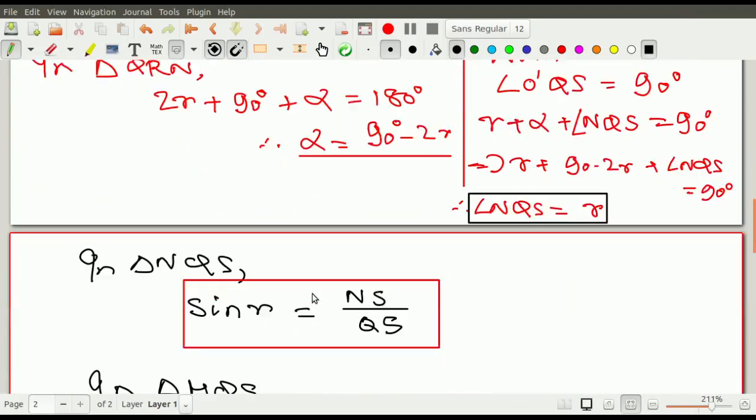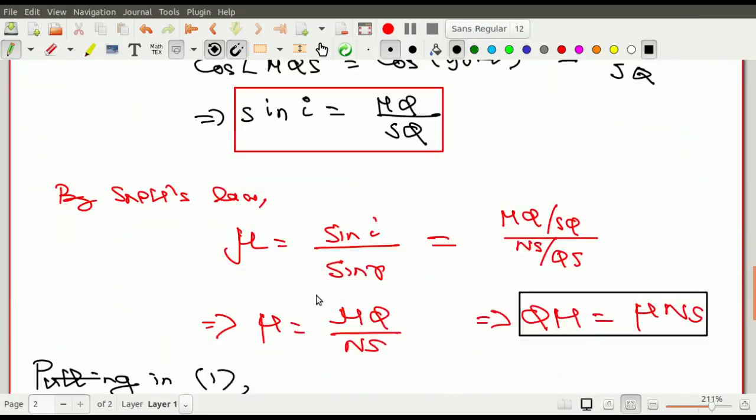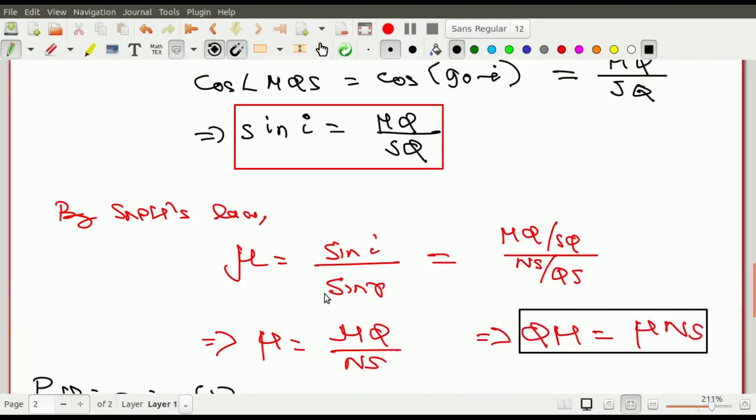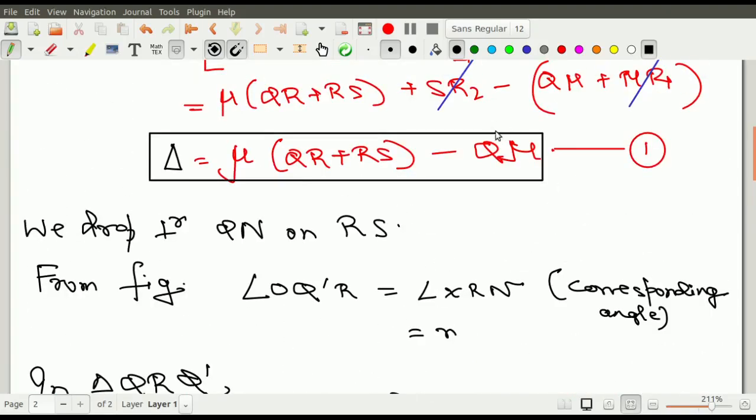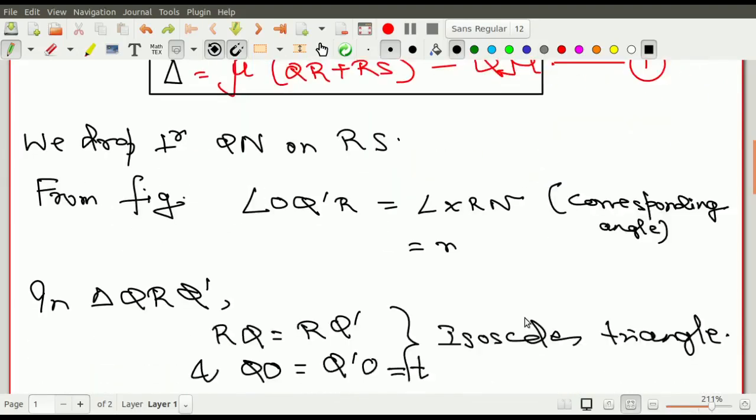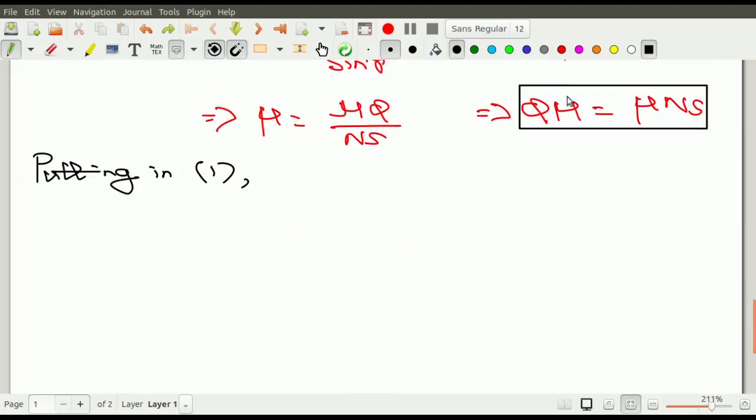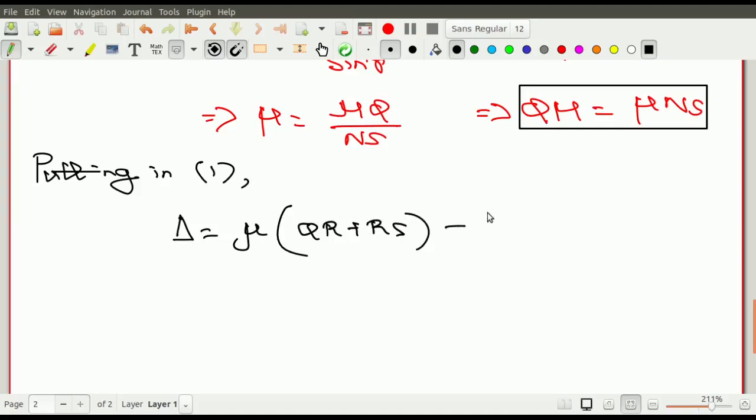QR plus RS minus QM. Look at equation 1 again, that is the QM, so this QM is to be substituted. Putting in 1, this delta comes out to be mu times of QR plus RS, leave it as it was, minus of QM, so QM turns out to be mu times of NS.